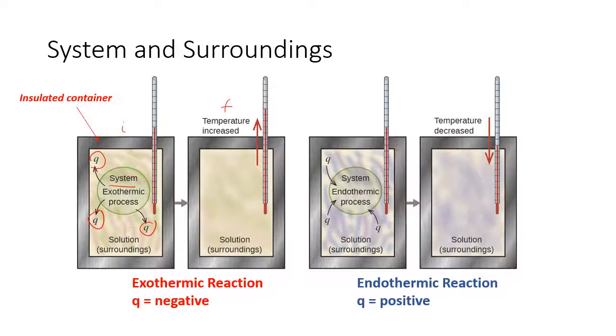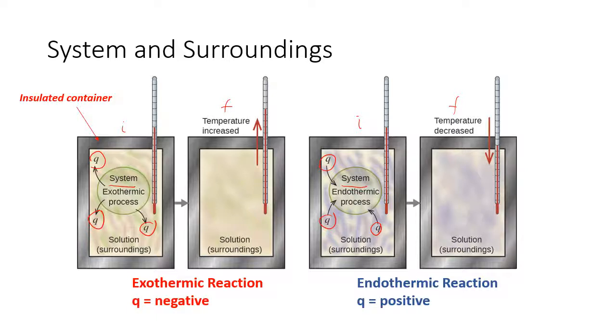And if the exact opposite happened, where the system ended up gaining heat from the surroundings, and we measured the temperature of the reaction in our isolated system before and after, we would see that the temperature of our surroundings went down after the reaction took place because some of the heat was absorbed by the system. This is an endothermic reaction.